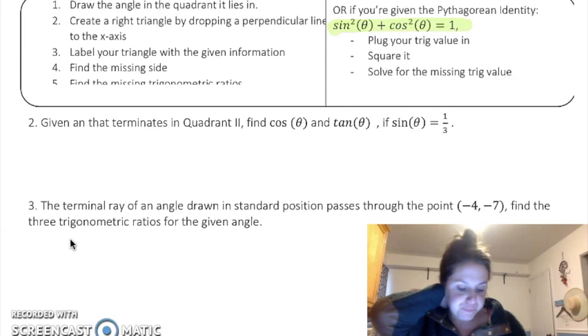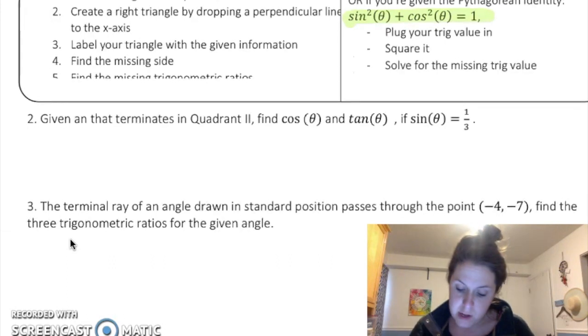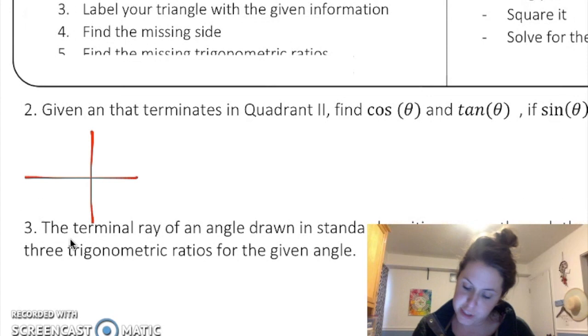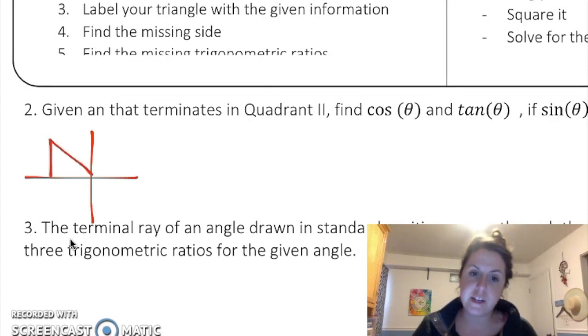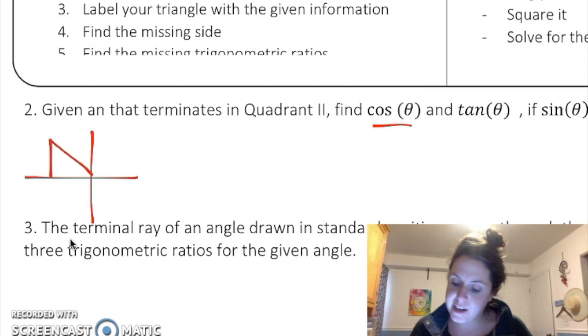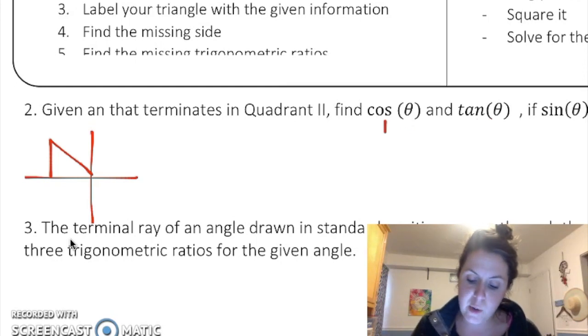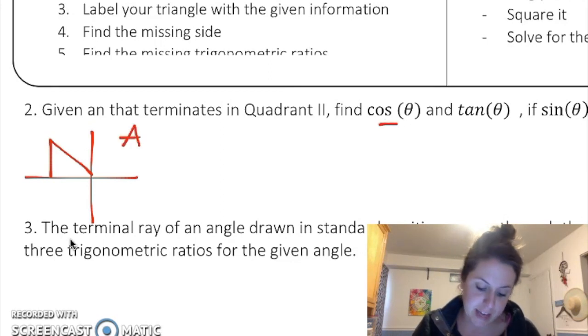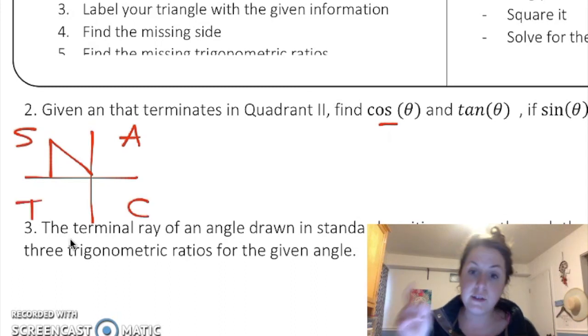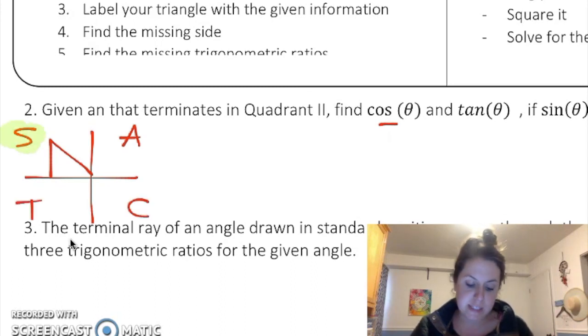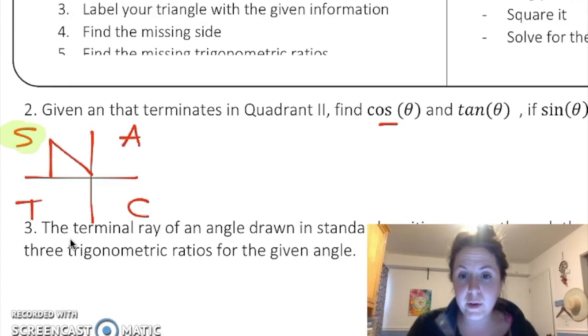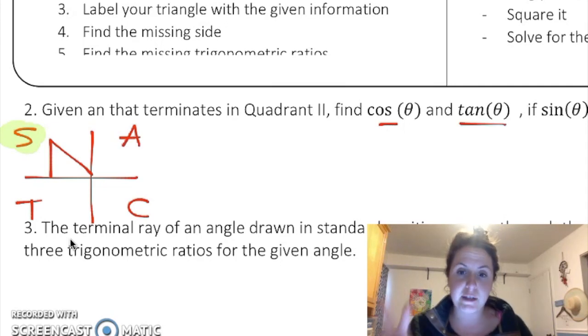Given an angle that terminates in quadrant 2, the first thing I'm going to think about is that it's in quadrant 2, right? There's my little reference triangle. Find cosine and tangent. And before I do anything, I'm going to think about the signs of these. Cosine in quadrant 2 should be negative. And that's because if we think ASTC, all students take calculus, in quadrant 2, sine is positive. Also, in quadrant 2, the x-coordinate would be negative, so cos is negative. And tangent should also be negative. So both of these answers should come out to be negative.